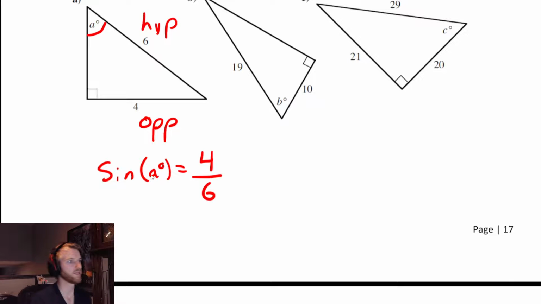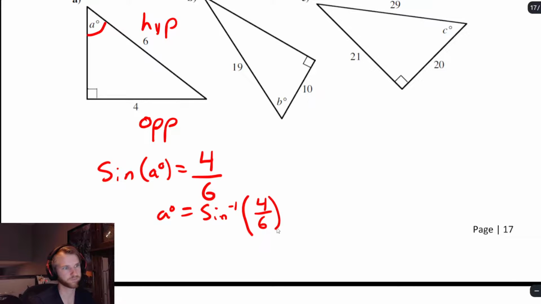Now we need to get A by itself. So this is where we do our sine inverse. To get rid of this sine, we're going to move it to the other side, and now A will be by itself. So this becomes sine inverse, and anything that was on the other side is getting put into brackets for that sine inverse. So this becomes, in brackets, 4 divided by 6.